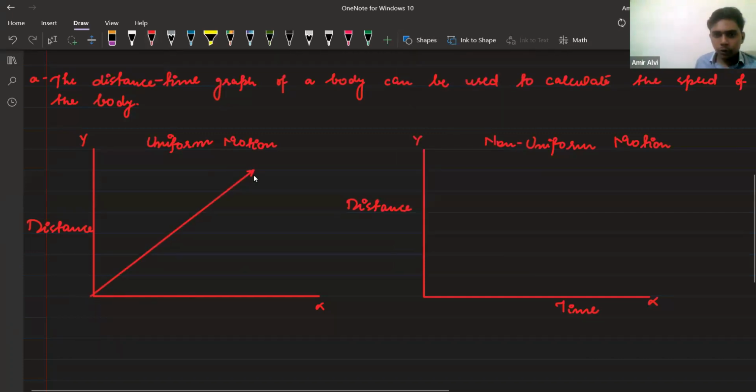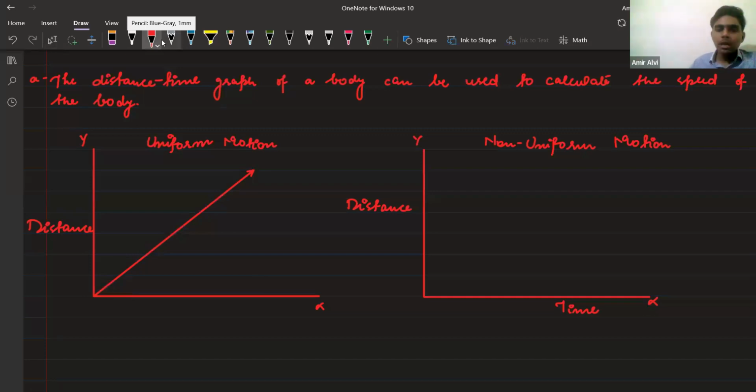So if the motion is uniform, it will be a straight line. Slope will be a straight line. Clear? If the motion is uniform, it means it is covering equal amounts of distance in equal amounts of time, so it will be a straight line slope. Clear, everyone? Please let me know. Yes, sir.